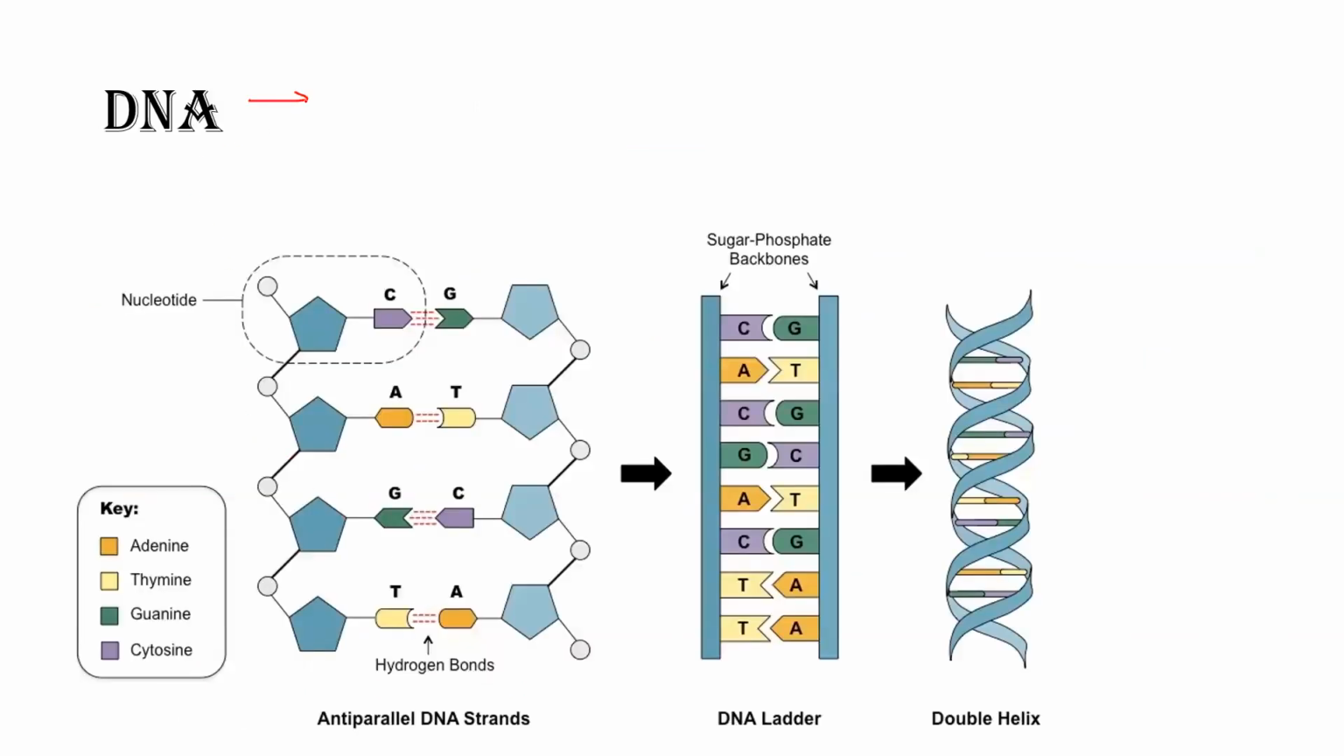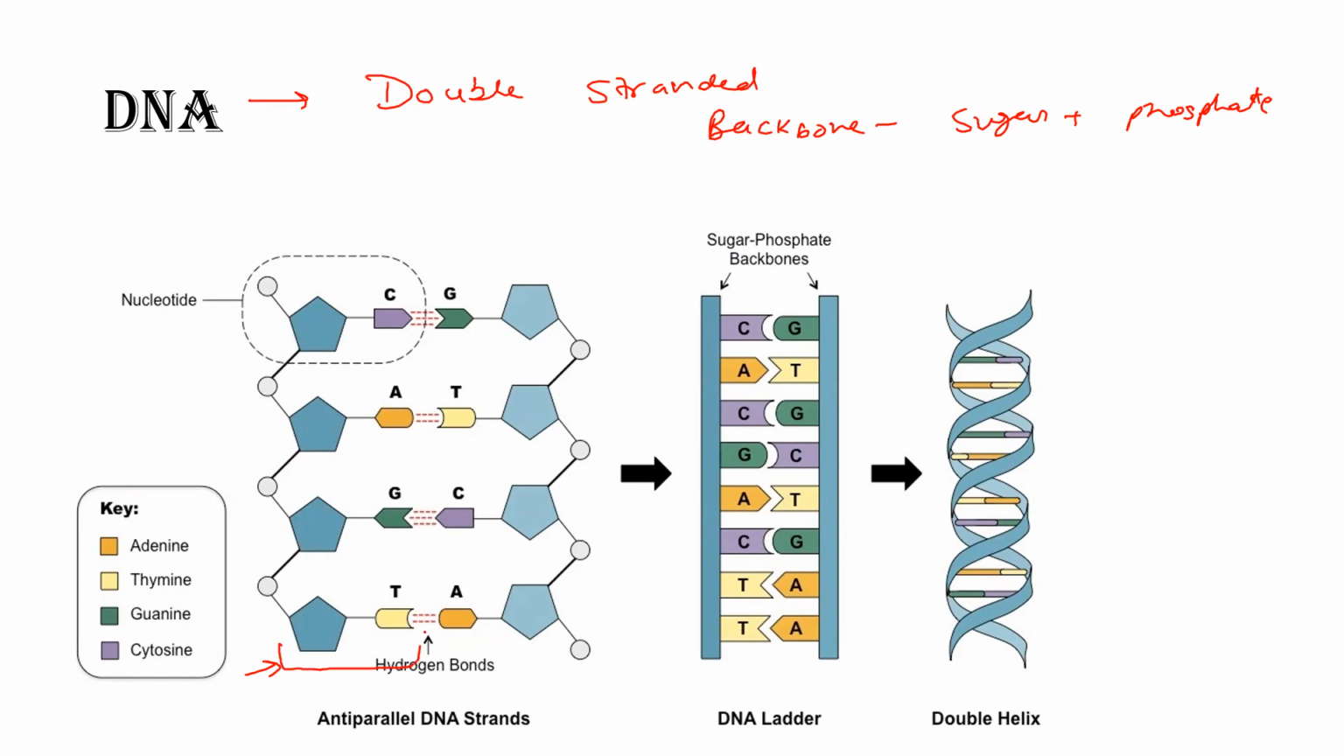Let's talk about DNA. DNA is a double-stranded structure and its backbone is made up of sugar and phosphate. If you see this picture, here this is the first strand and this is the second strand. Both strand backbones are made up of sugar, phosphate, sugar, phosphate, sugar, phosphate. The other strand is also sugar, phosphate, sugar, phosphate. The chain will continue.